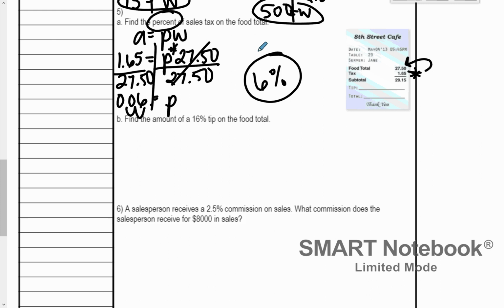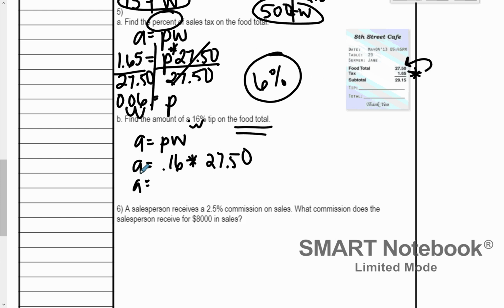We want to find the amount of a 16% tip on the food total. Okay, now we're not going to tip on the tax, we're just using the food total, not the subtotal. So we want to find A equals PW. We want to find the amount of the tip, which is going to be our part. So we're going to leave it as an A. We have 16%, so we move that decimal over twice to make it 16 hundredths. And our food total is $27.50.